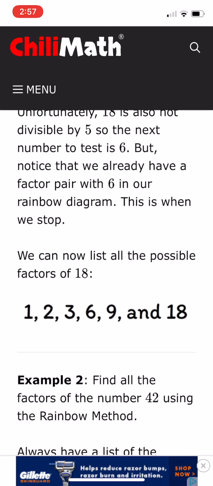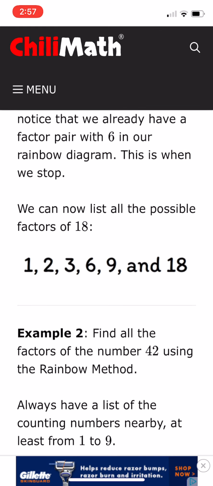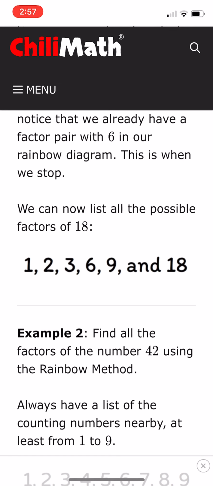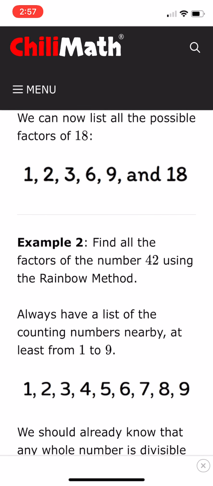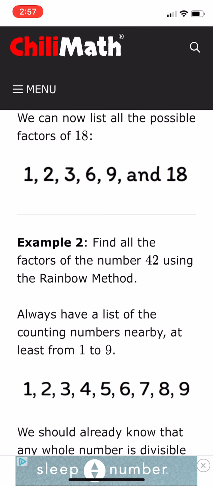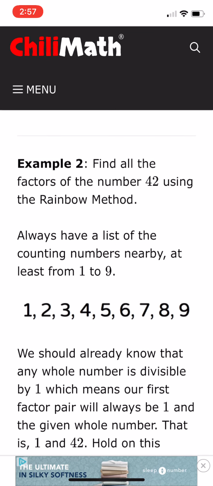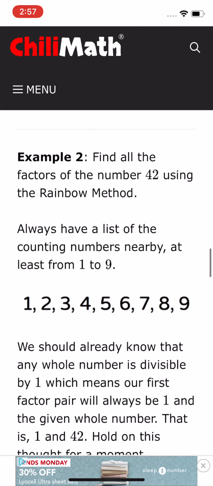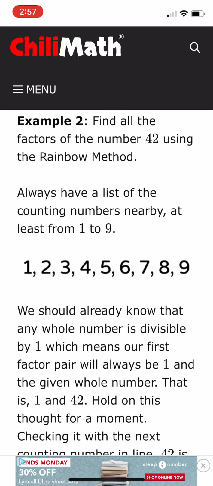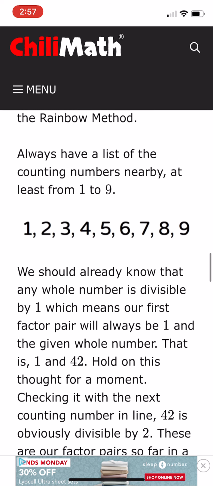Example 2. Find all the factors of the number 42 using the rainbow method. A good way is to have a list of the count numbers at least from 1 to 9: 1, 2, 3, 4, 5, 6, 7, 8, 9. We should already know that any whole number is divisible by 1, which means your first factor pair will always be 1 and the given whole number. That is 1 and 42. Holding these two for a moment, check it with the next count number in line.